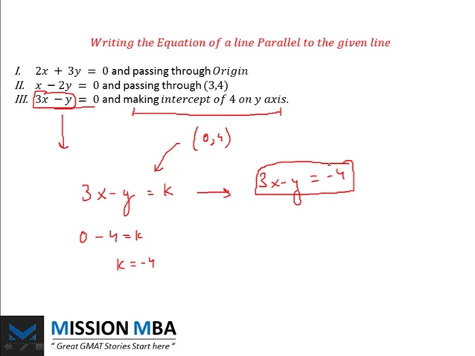That's very simple, right? If you're writing the equation of a line parallel to a line, this particular thing is going to be exactly the same. The coefficients of x and y do not change at all. Write them very same. And then just simply satisfy the condition like intercept of 4 or passing through 3, 4 or passing through origin. You'll definitely get your answer under 10 seconds.